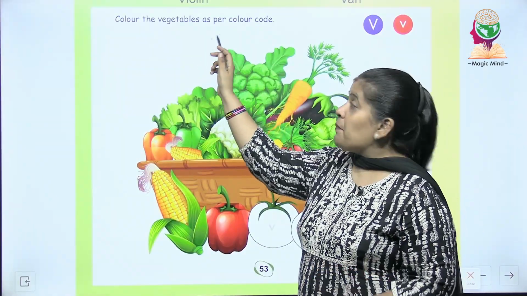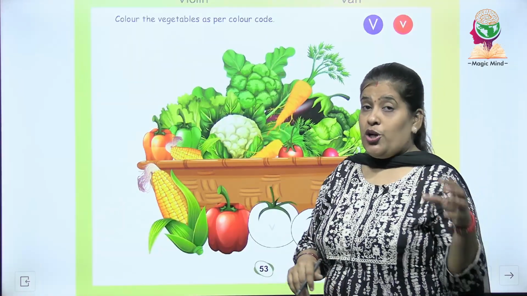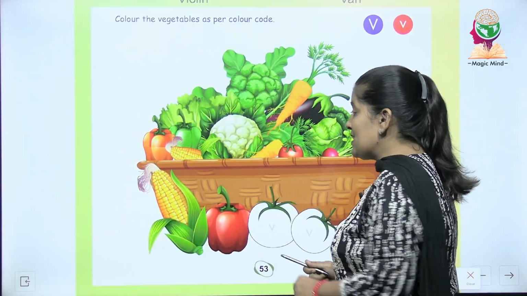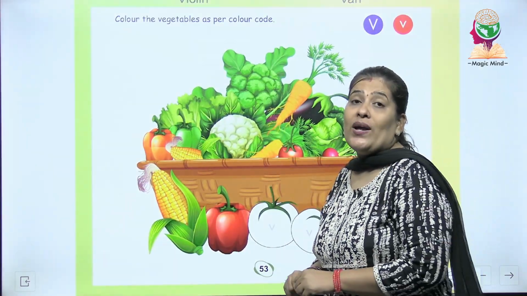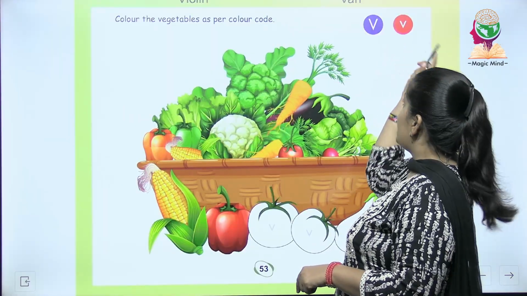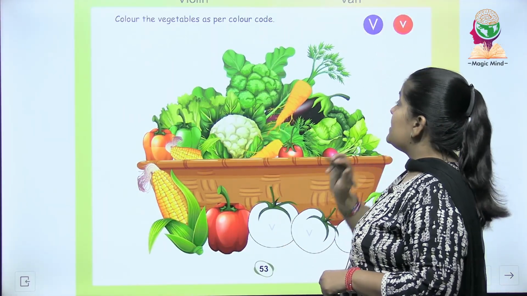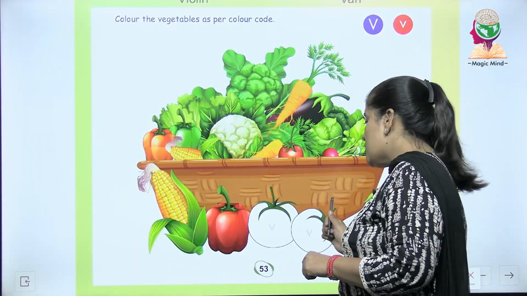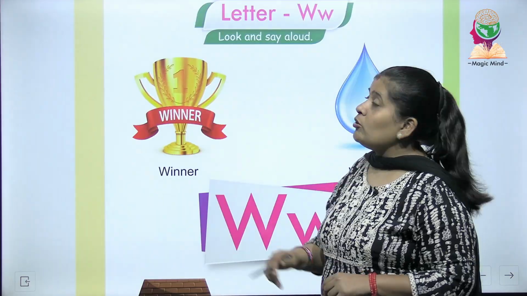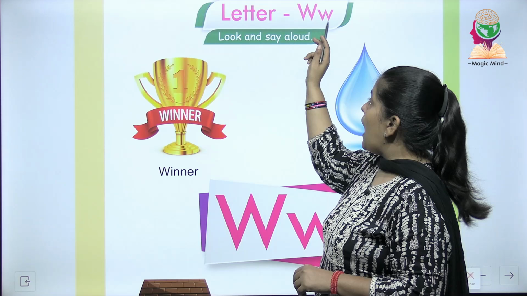Color the vegetables as per color code. Now you have to color the vegetables as per the given color code. For small letter V, you will use orange color. For capital letter V, you will use purple color. Now the next letter is letter W.